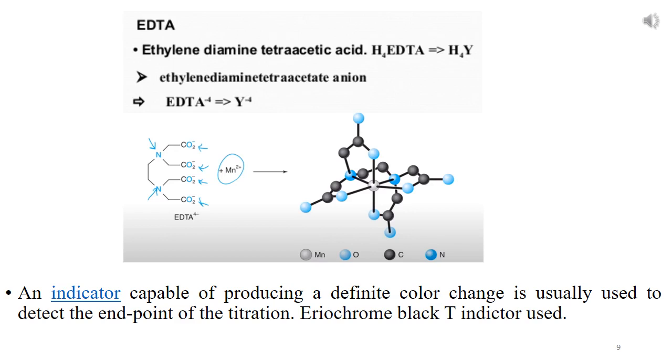So what is an indicator? An indicator is capable of producing a definite color change that is usually used to detect the endpoint of titration. Eriochrome black T indicator is widely used for complexometric titrations or EDTA titrations.